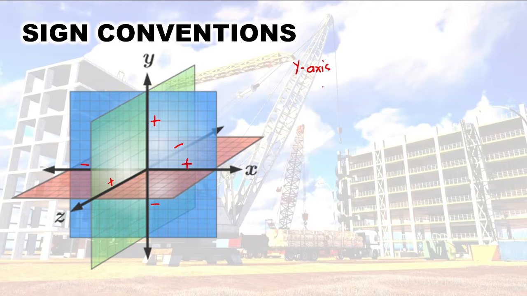For the y-axis, yung upward ko, it is positive and yung downwards, that is negative. Then, how about the x-axis? So for the x-axis, going to the right, that is positive. Going to the left, that is negative. Then my z-axis. So my z-axis is going to the front, that is positive, and going to the back, that is negative. Okay? So meron na tayong sign conventions.